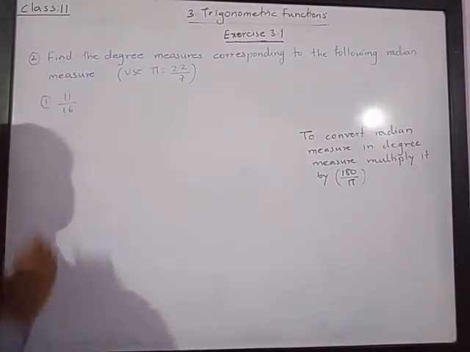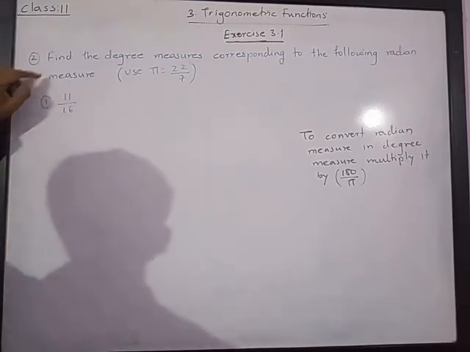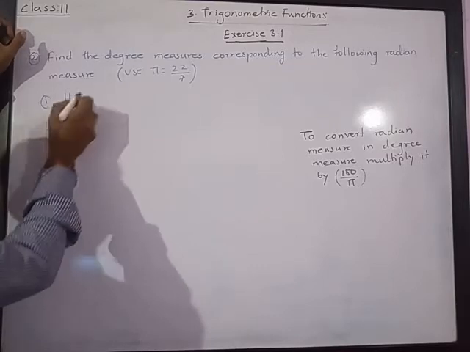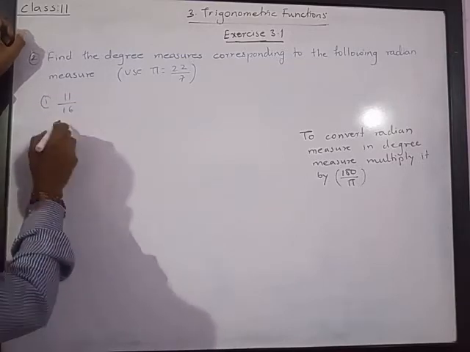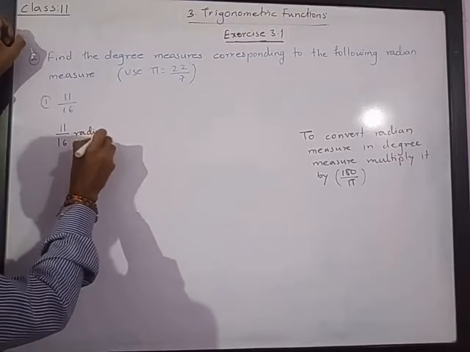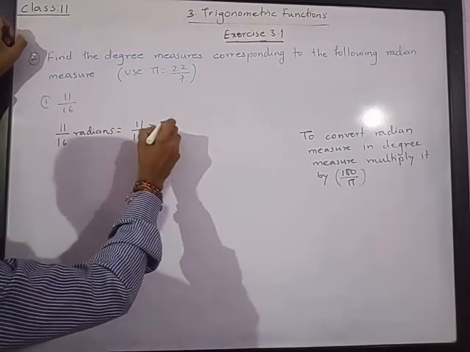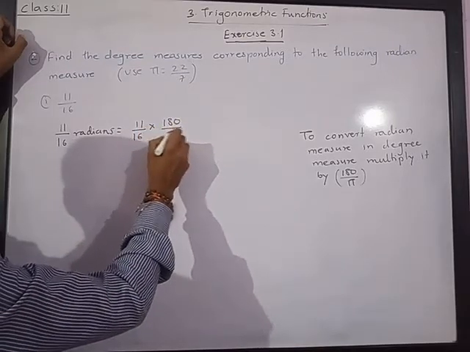First is 11 upon 16 radians. So this is given in radians. We need to convert it into degree measure. Find the degree measure of this radian measure. So we have 11 upon 16 radians is equal to 11 upon 16 multiplied by 180 upon pi.